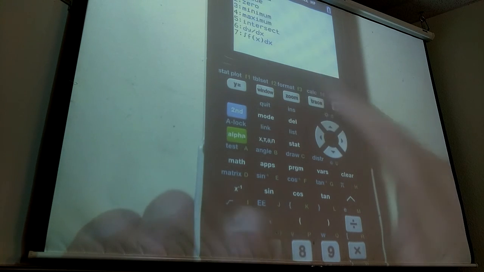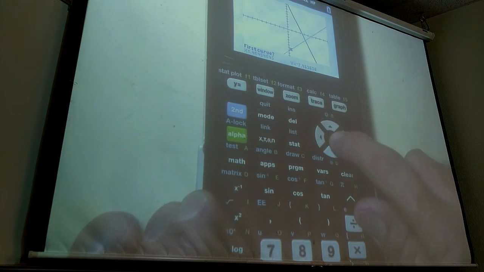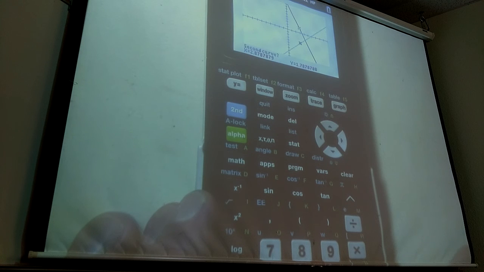And we'll calculate the intersect, so just hit 5 for intersect. So it asks for the first curve, so I'm on the first curve, enter. It bounces to the next one in my list. Second curve, enter. Then it says guess. Let me put the cursor over here on my guess, enter. And that, of course, is the point where the two lines meet, so that's the answer to that system of equations.